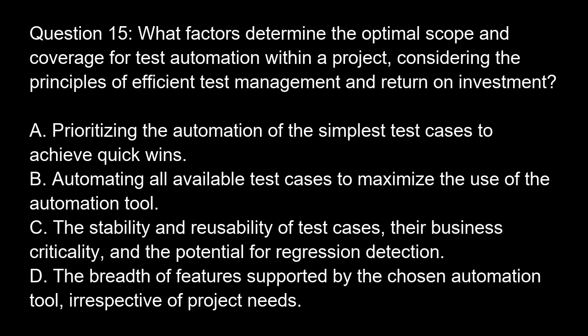Question 15. What factors determine the optimal scope and coverage for test automation within a project, considering the principles of efficient test management and return on investment? Option A. Prioritizing the automation of the simplest test cases to achieve quick wins. Option B. Automating all available test cases to maximize the use of the automation tool. Option C. The stability and reusability of test cases, their business criticality, and the potential for regression detection. Option D. The breadth of features supported by the chosen automation tool, irrespective of project needs.